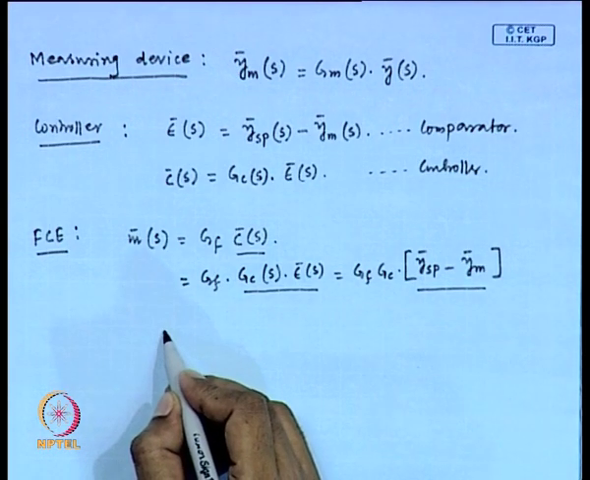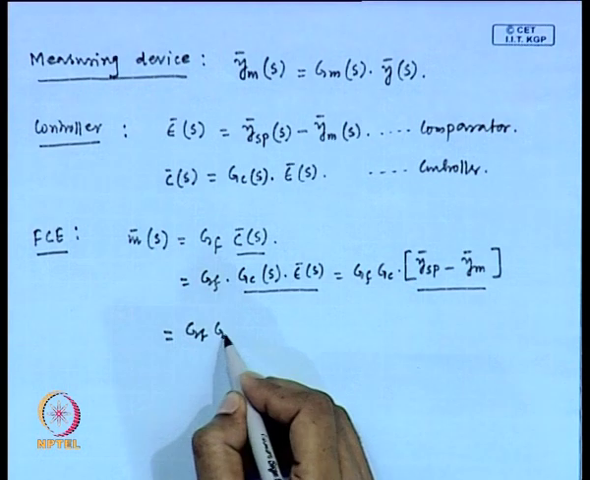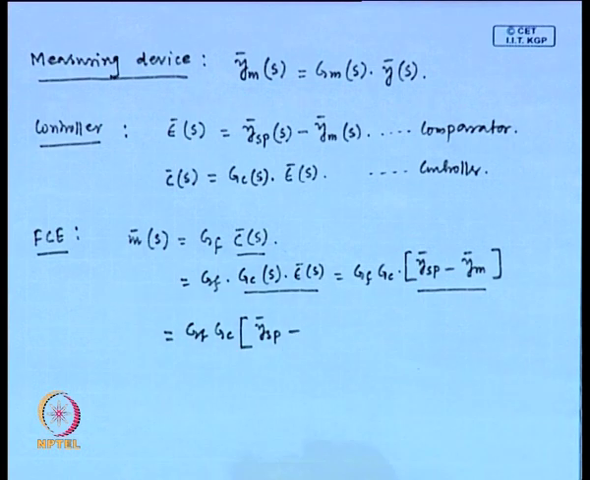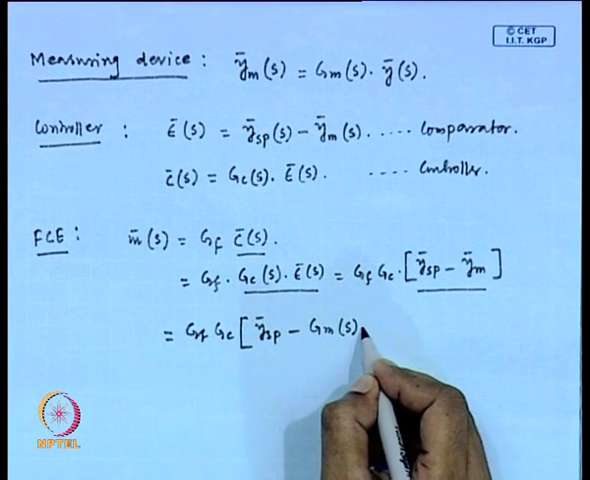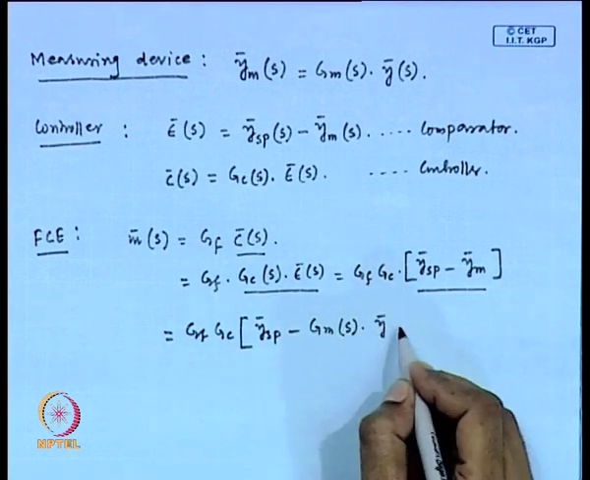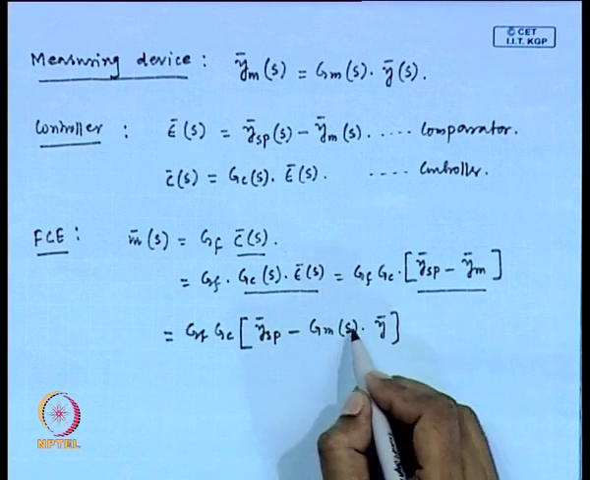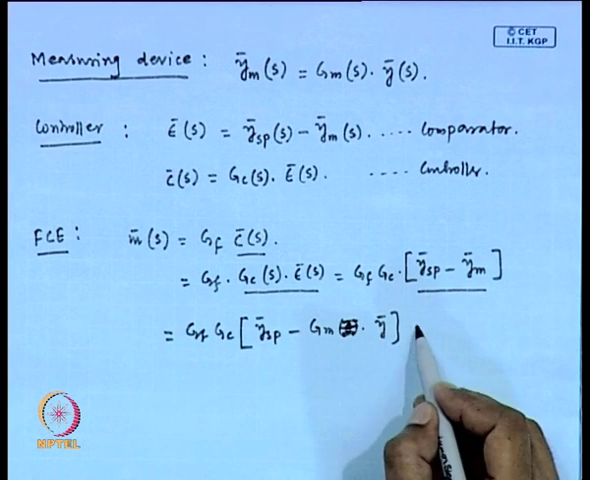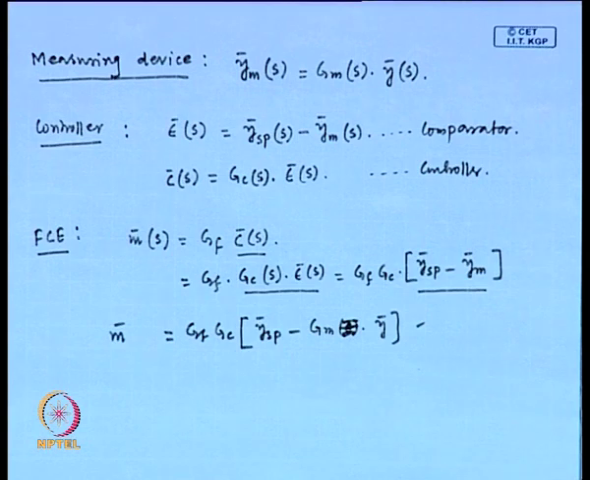In the next step, we will substitute the expression of y m. So, G F G C y set point bar minus y m bar. What is the expression of y m bar? G m s multiplied by y bar s. Fine. We are not writing s anymore. So, this is the expression of m bar. Agree?